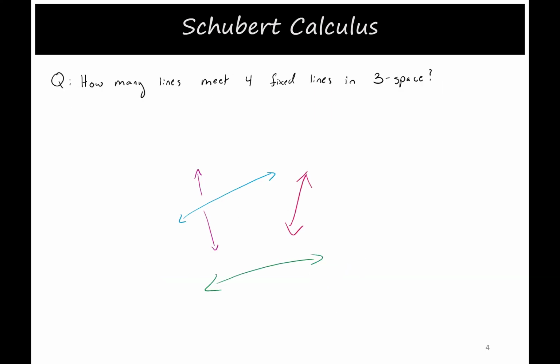But let's look at another question. If I fix four lines at random in three-space, my picture might look like it's sitting in a plane, but pretend it's three-space. If I fix these four lines, how many lines are there that meet all four of the fixed lines? Again, if you know the answer already, no cheating. It's not cheating to know stuff already, but don't spoil it. But anyone who hasn't seen this before, have a guess.